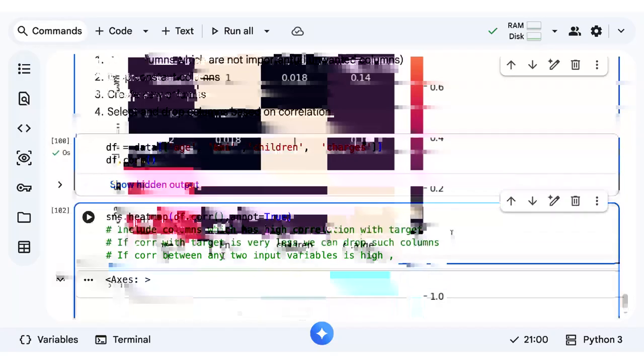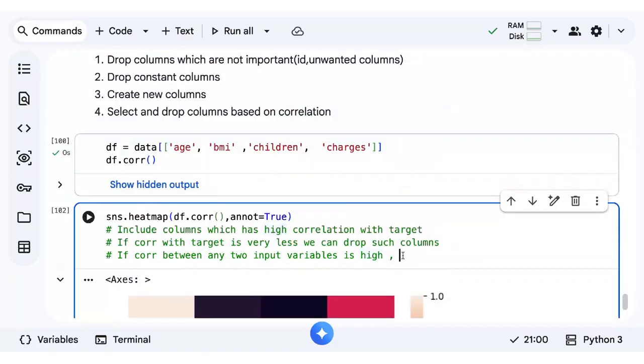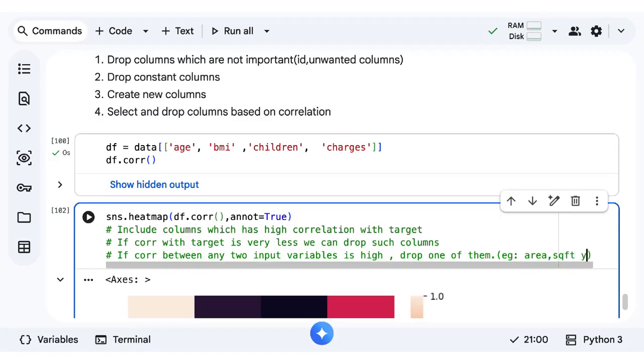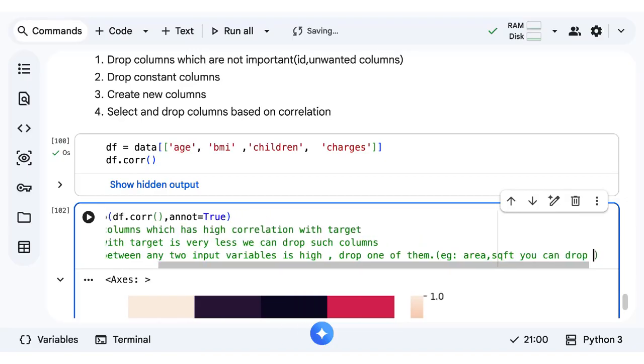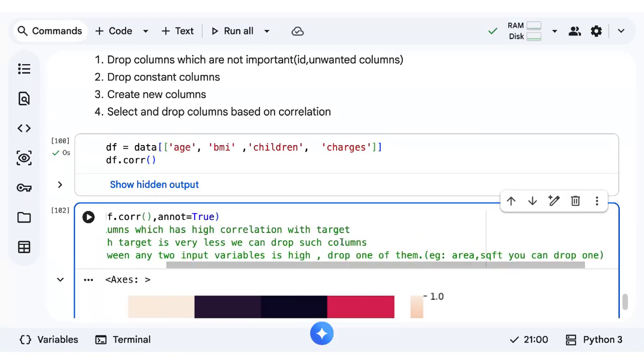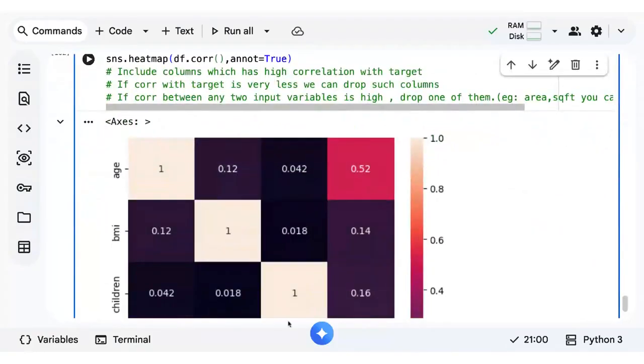If correlation between any two input variables is high, we call it multicollinearity, one of the assumptions of linear regression. I'll discuss it in an upcoming class. If correlation between any two input variables is high, drop one column. If you have both area and square feet, you can drop one of them. No point in including columns with high correlation, but in our case, it's not there.